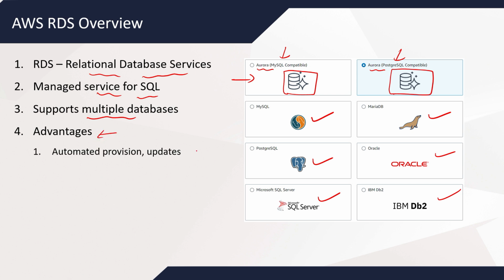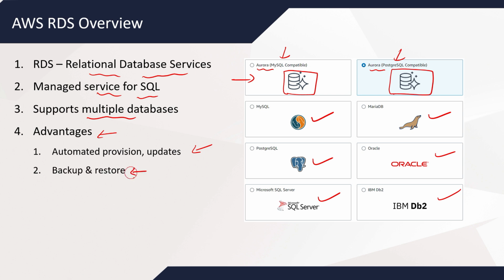So RDS provides automated provisioning and then updates to any of the database services here. If we install these database services standalone, you will have to manually create it, deploy it, and then whenever there is an upgrade or a patch, we will have to do it manually. But RDS gives that feature fully automated.